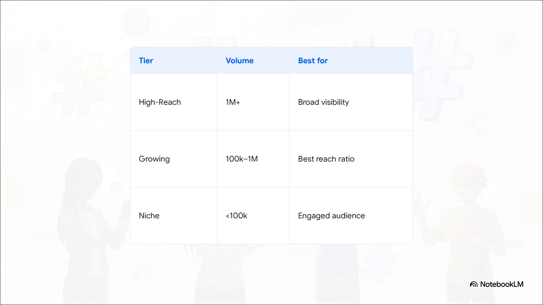Up at the top, you've got high-reach tags with over 1 million posts. These are highly competitive, sure, but they send a broad visibility signal to the algorithm. In the middle, you have growing tags, sitting between 100K and 1 million posts. This is the absolute sweet spot. It gives you the best reach-to-competition ratio. And finally, niche tags with under 100K posts. This is where your community actually lives.